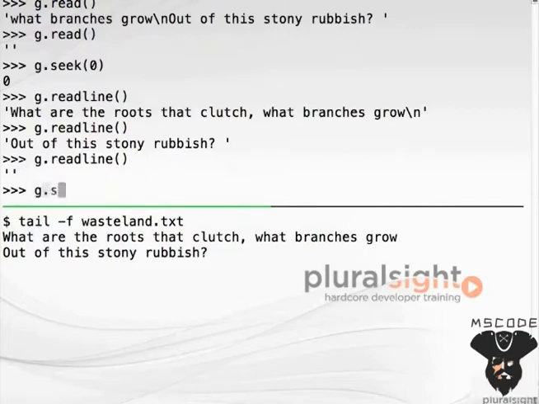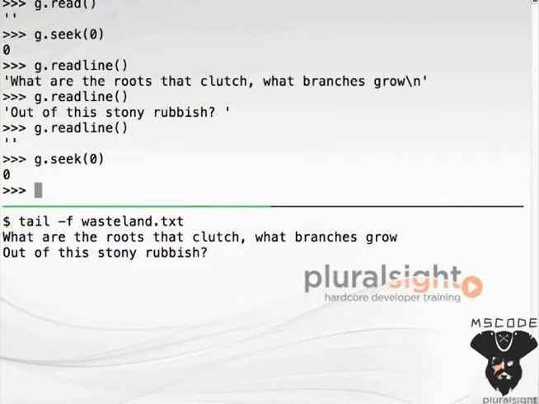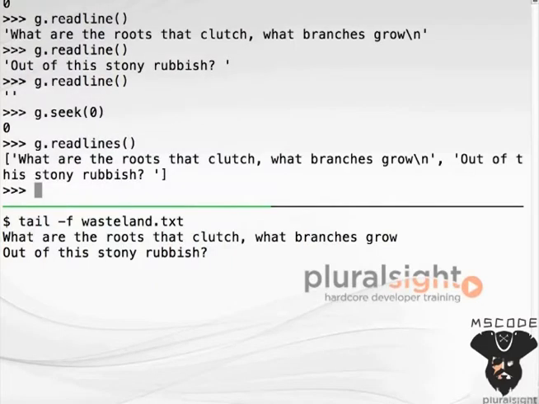Let's rewind again with seek. Sometimes when we know we want to read every line in the file and we're sure we have enough memory, we can read all lines into a list with the readlines method. This is particularly useful if parsing the file involves hopping backwards and forwards between lines. It's much easier to do this with a list than with a file stream of characters. This time we'll close the file before moving on with g.close.